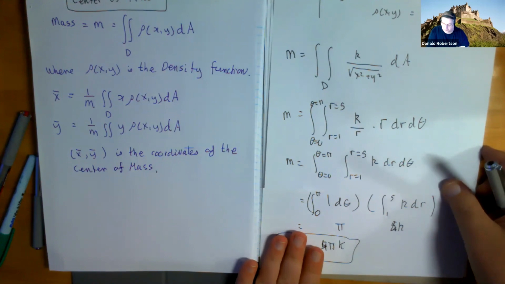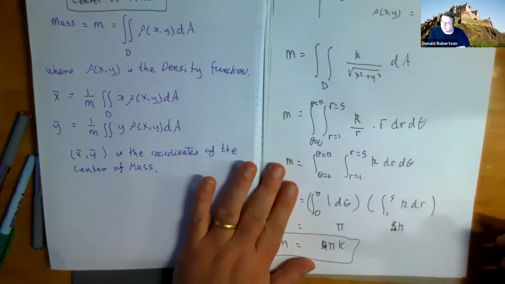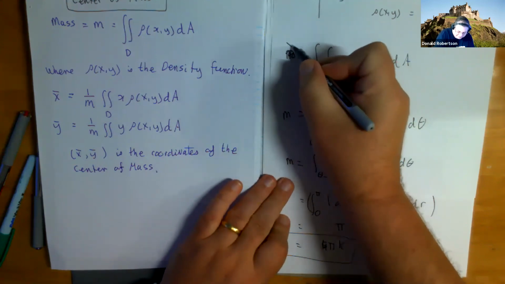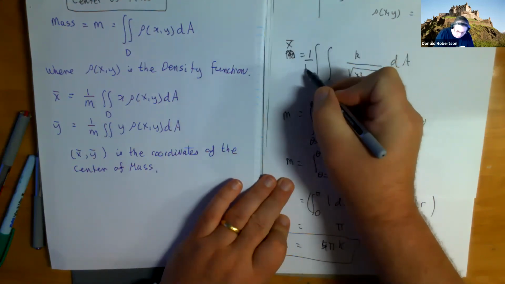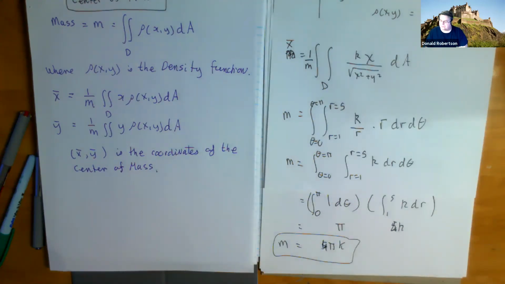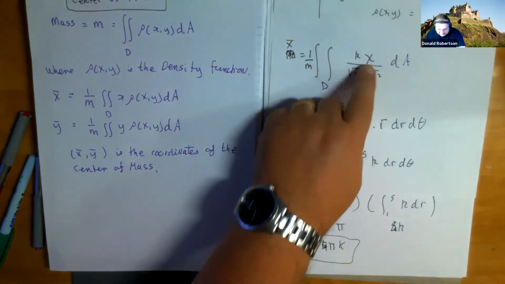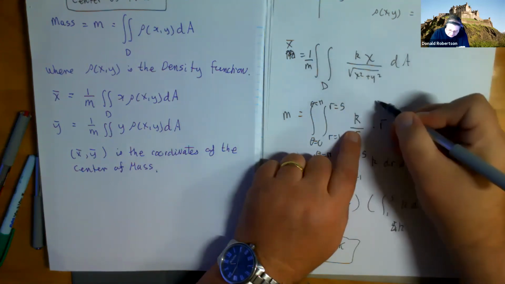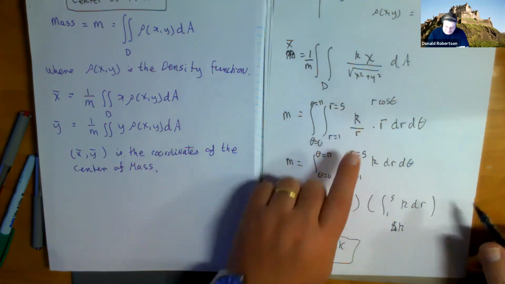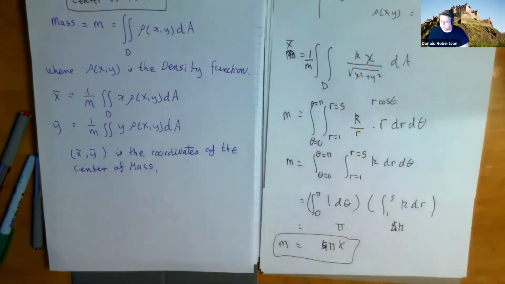Are we comfortable with what this looks like, right? Okay, suppose I wanted to get x bar. Wouldn't it be 1 over m and stick an extra x there? Now, wouldn't that x turn into an r cos theta? And so it would have a knock-on effect all the way through.